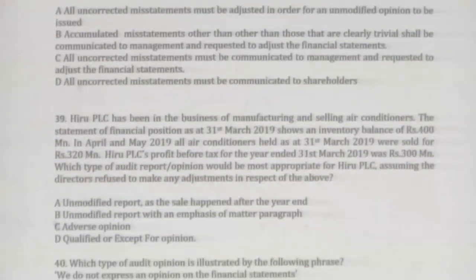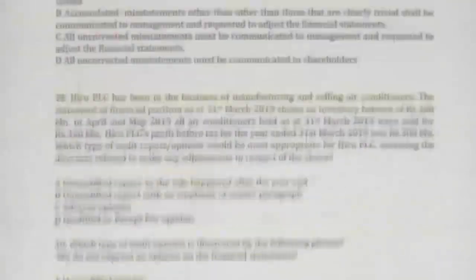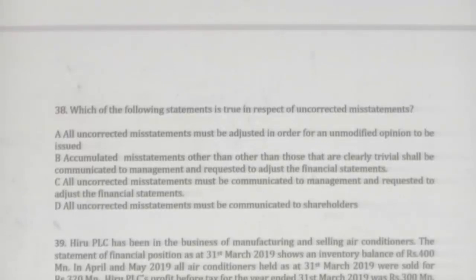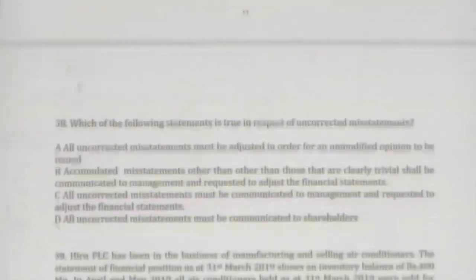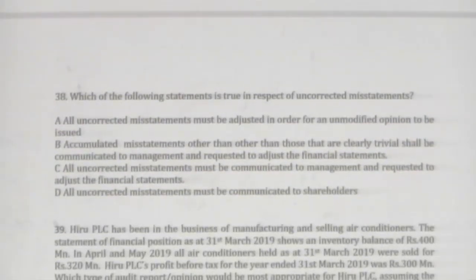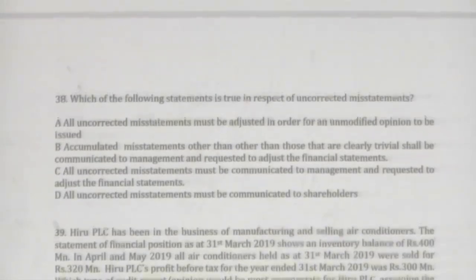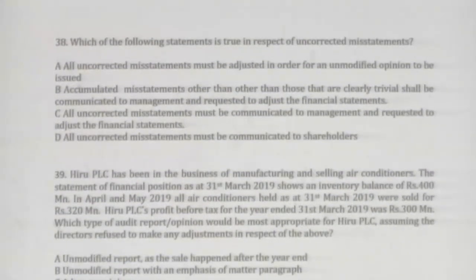Now, we are coming to probably the last section, audit reporting and the digitalization part. When it comes to audit reporting, again I do not expect to cover this in much detail, because we have already spent quite a lot of time on this paper, but I will give you some explanation right now. Question 38 says, which of the following statements is true in respect of uncorrected misstatements. Now, in an audit, the auditor finds a misstatement that is not corrected. So, what? All uncorrected misstatements must be adjusted in order to form... no, because if something is really immaterial, the auditor is not going to bother, ignore that.